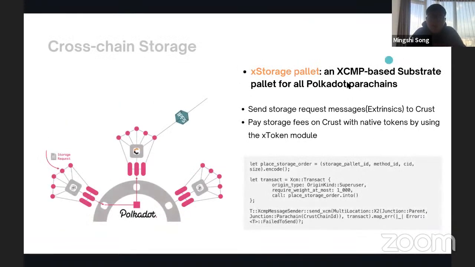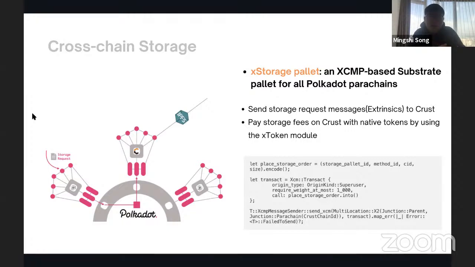The XStorage pallet is an XCMP-based Substrate pallet for all Polkadot parachains. I'm not sure if you are familiar with the structure of Polkadot. Polkadot is a public blockchain, but itself is actually only a relay chain, and there are many other blockchains connected to it through parachain slots. We call them parachains.